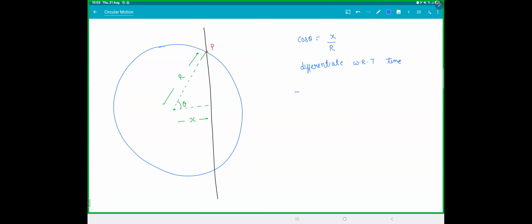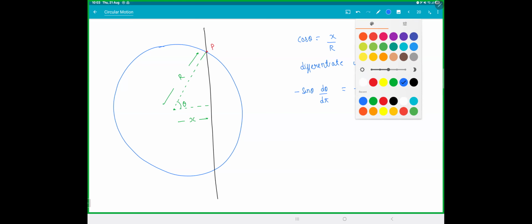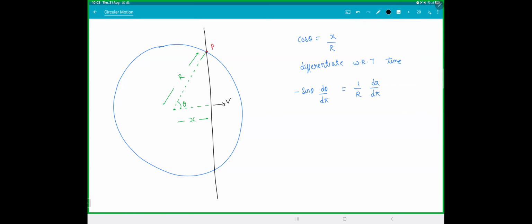This will be minus sine theta d theta by dt. This will be 1 by r dx by dt. What is dx by dt? That is nothing but the velocity of the rod, because this rod is going with v. And what is d theta by dt? Omega. So this will be minus u by r sine theta. Bas itna hi tha. Again, we got a negative sign because theta is decreasing.